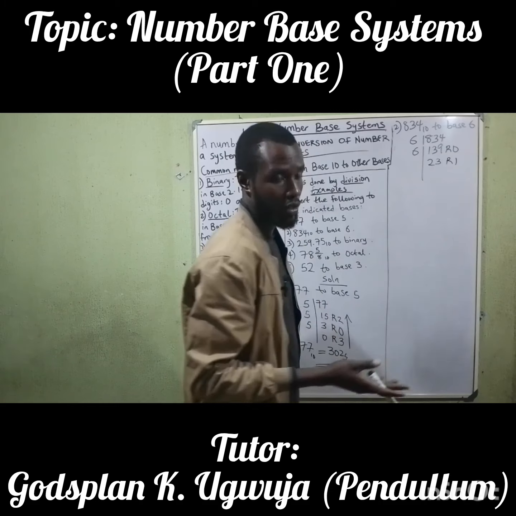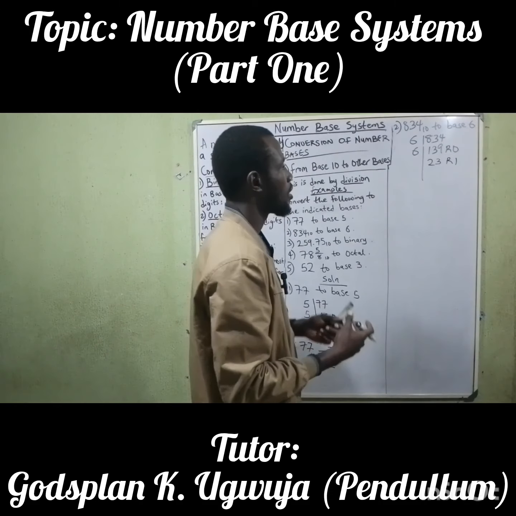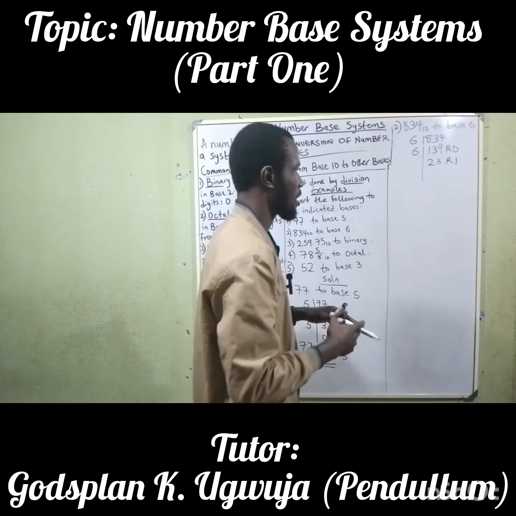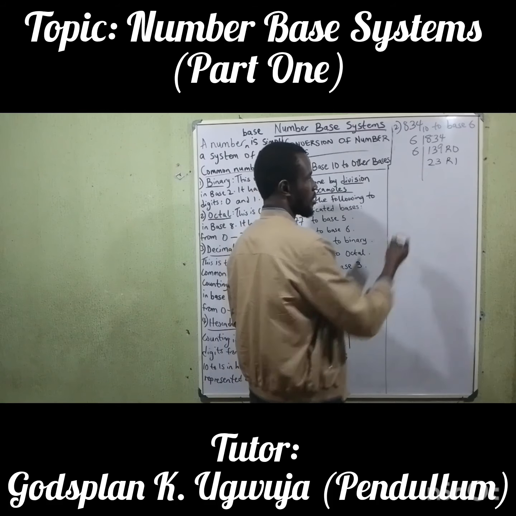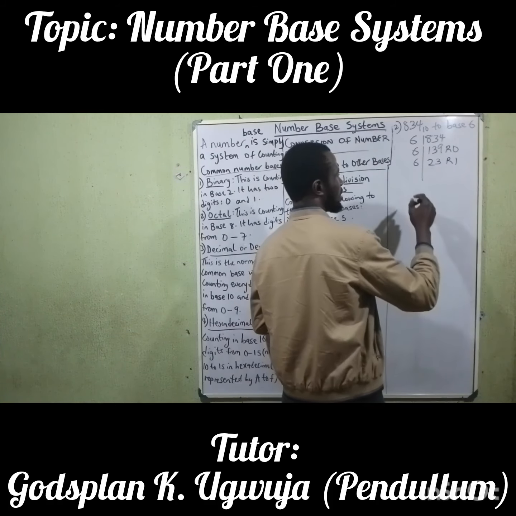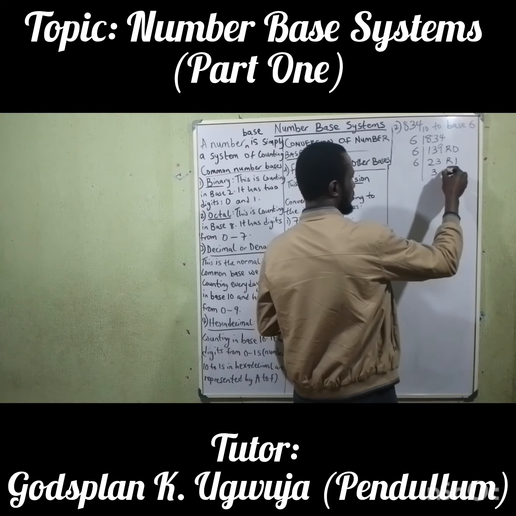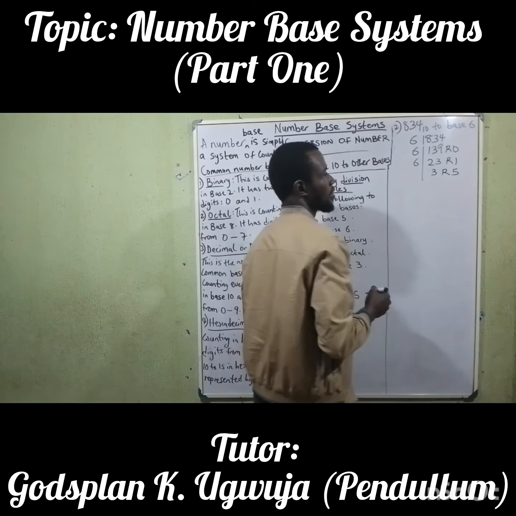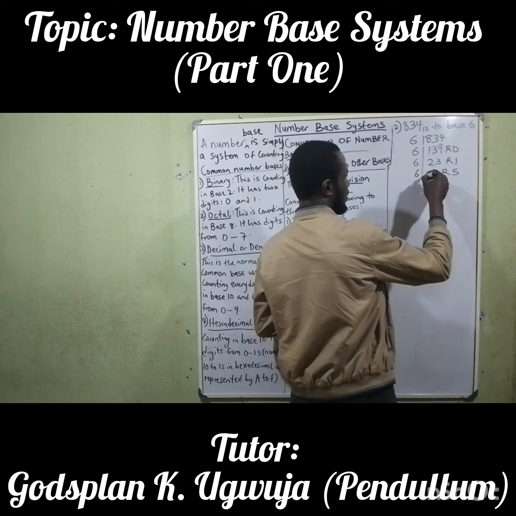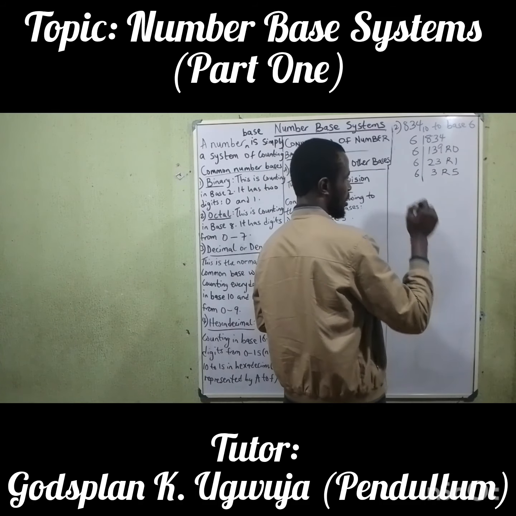You can confirm all this with a calculator if you have one. I'm doing it manually so that you can understand and flow with me. We divide by 6 again. 23 divided by 6 is 3, remainder 5. Okay, 18, so 3 remainder 5. Divide by 6 again. Remember, you must get down to 0.